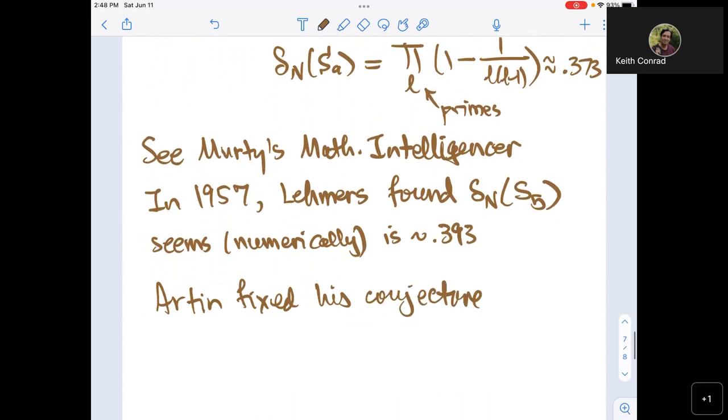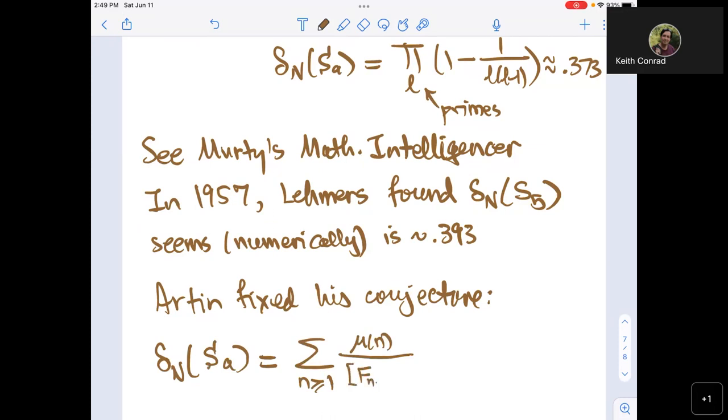And it basically amounts to saying that the natural density should depend on A, especially if A has prime factors that are 1 mod 4. I can just give you a concrete formula: an infinite series over all n, the Mobius function divided by the degree of F_{n,A} over Q, some kind of inclusion-exclusion thing going on, where F_{n,A} is the splitting field of T to the n minus A over Q.